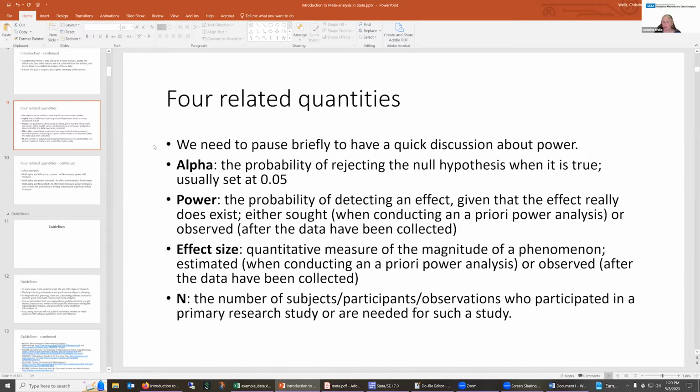What I always suggest to people is that after you've run your study, go calculate your effect size and see how good your guess was beforehand. You had to kind of guess at it when you were doing the power analysis before you collected your data. Afterwards, see how accurate you were, and maybe that'll help for the next power analysis you have to do. And then we have N, which is the number of subjects, participants, observations, whatever you want to call it, who participated in a primary research study or are needed for such a study. Those things all work together in any form of research.